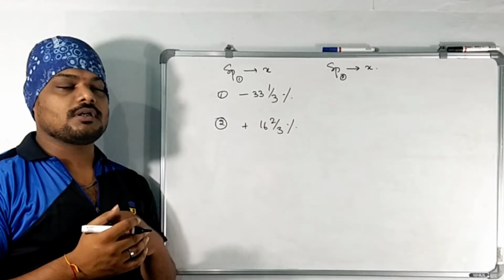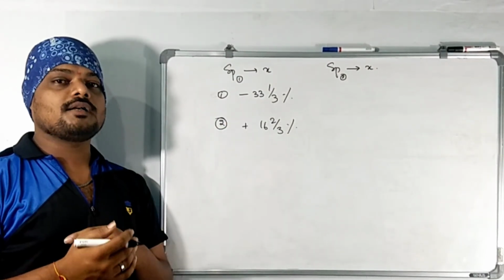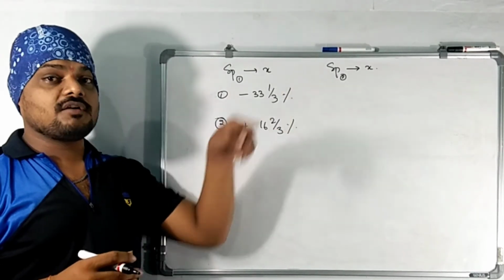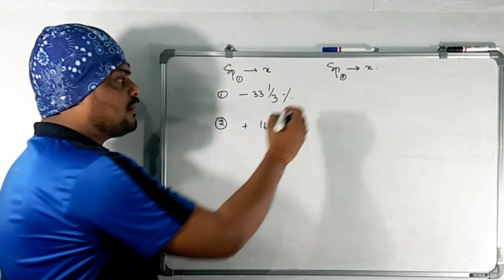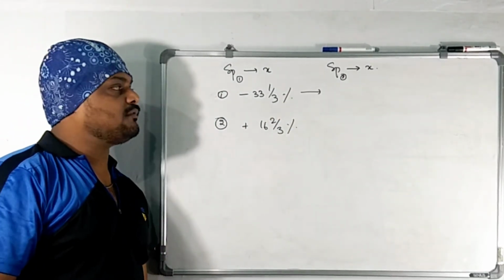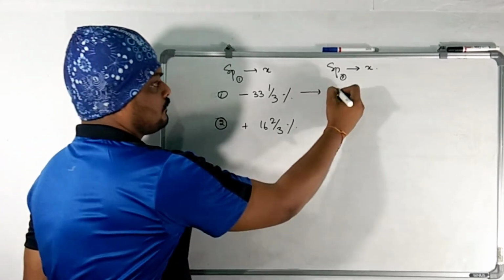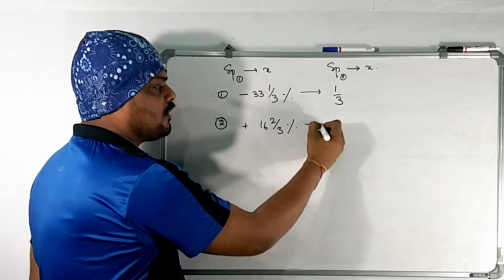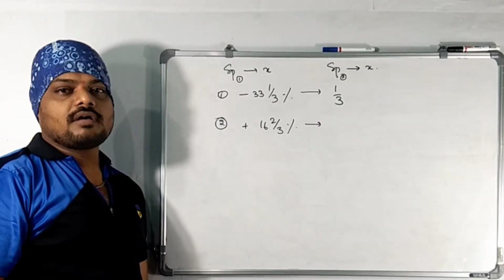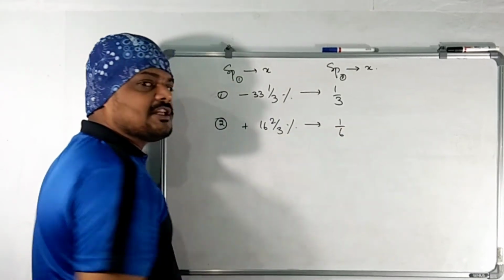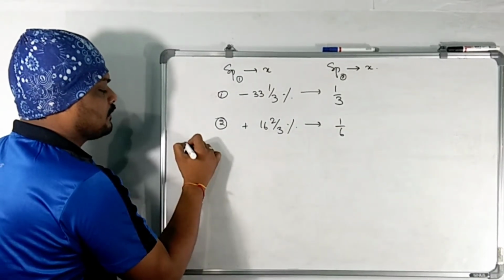That means you have to learn by heart and keep the fraction values in your mind. So here the fraction value of 33 1 by 3 is 1 by 3, and the fraction value of 16 2 by 3 is 1 by 6. How do we get these fractions? Let us try to understand.